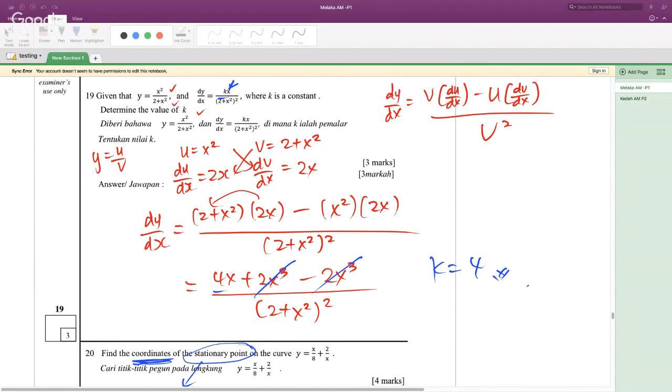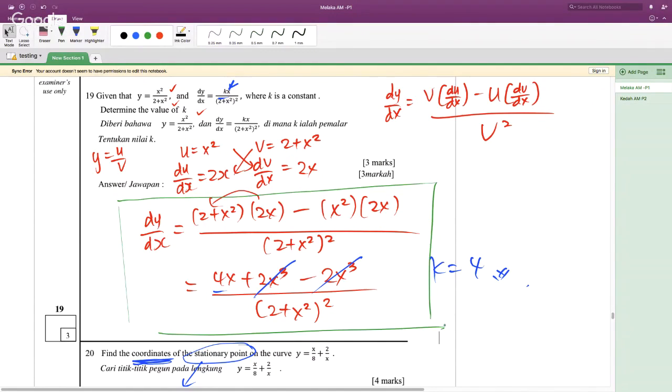Okay, she didn't understand how to do this. This is a bit tricky part. The first thing you have to do is, first, do you understand how to do the differentiation? Differentiation basically is just substituting into the formula here.